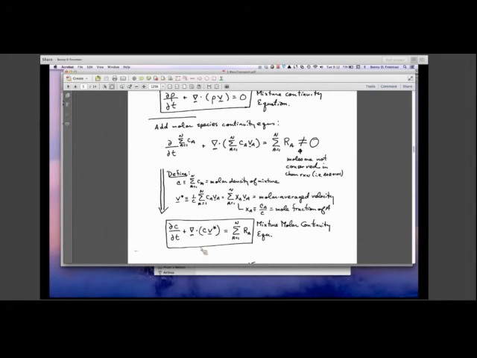And again, we can define the total molar concentration as the sum of the molar concentrations of each of the components. The molar average velocity is defined as 1 over the total molar concentration times the velocity of each component weighted by its concentration on a molar basis. C_A divided by C, moles of A per unit volume divided by the total moles per unit volume, is just the mole fraction of component A.